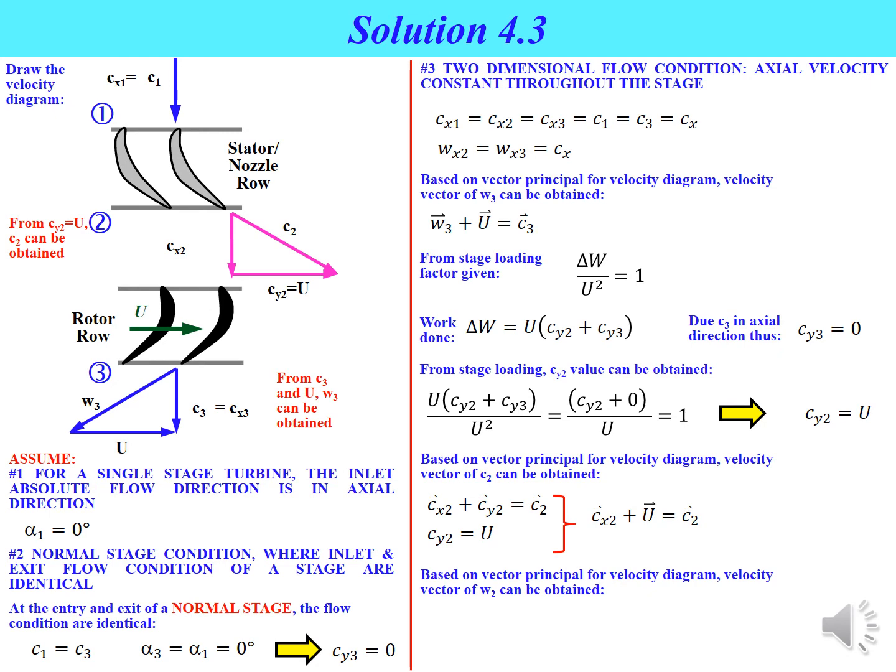Okay, based on vector principle for velocity diagram, velocity vector of W2 also can be obtained. So we know that vector W2 plus vector U equal to vector C2. And we know that just now Cx2 vector plus vector U equal to C2 vector. Thus from these two vector equations, we can see that W2 actually equal to Cx2, equal to the axial velocity value. Okay, so Cx2 equal to W2.